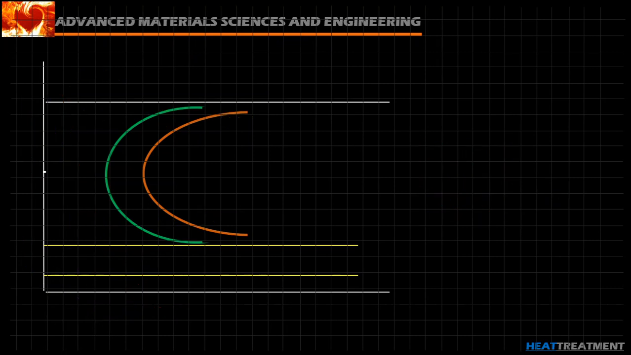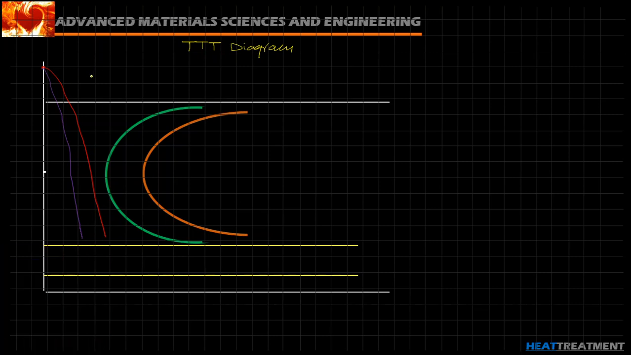Now coming back again to the TTT diagram, the same TTT diagram, and we have two quench curves like this, and another curve that is showing the cooling rate, the fast cooling rate of the surface.